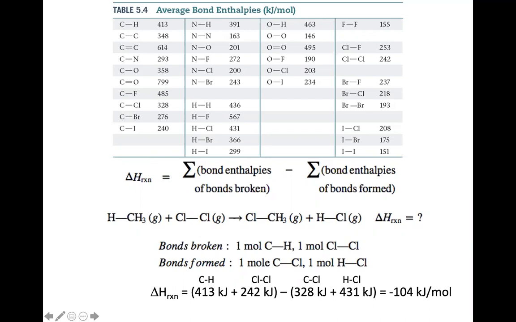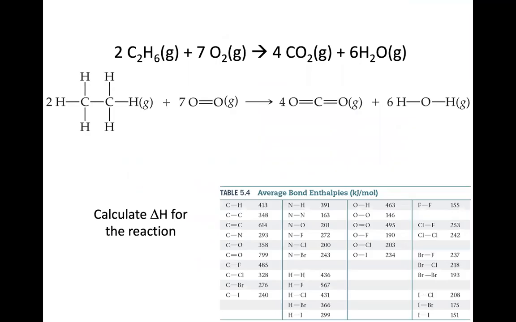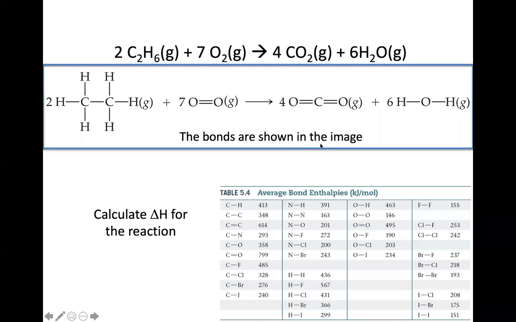Now, when I see this question on exams, it almost always has a setup like this. So let me talk you through the arrangement here. So notice within this one, I see provided bond enthalpy data. There's a balanced equation at the top, and then there's this image right here.